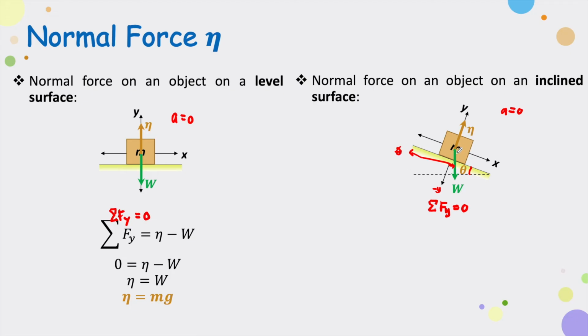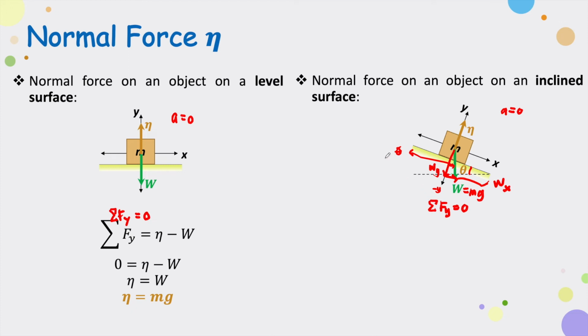To use the component method for this case, all we have to do is resolve the weight. So we have wy, right? This is your wy, and this is your wx. Take note that the equation for weight is simply equal to mg, mass times acceleration due to gravity, which is the magnitude; the direction is downward.